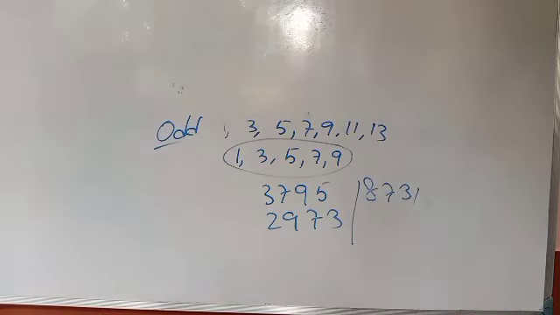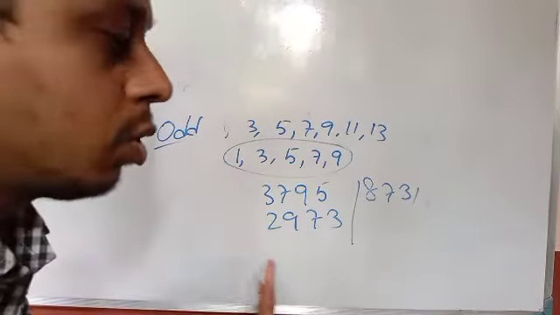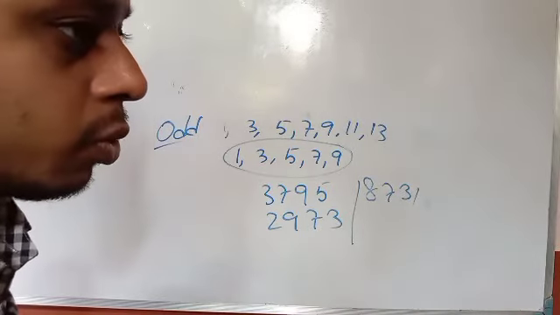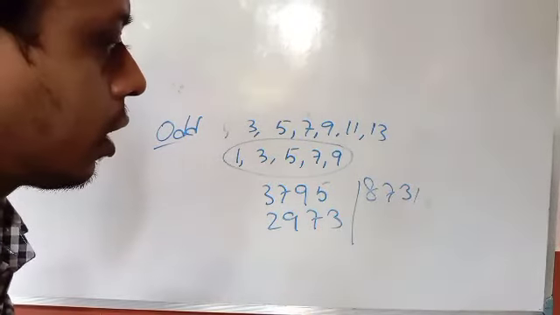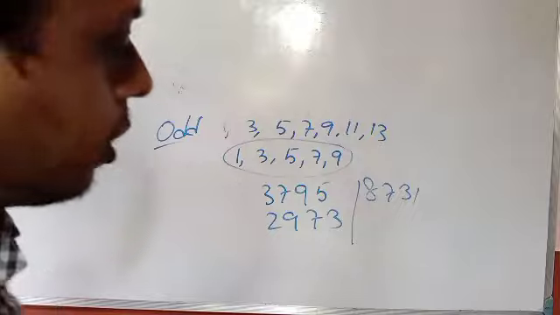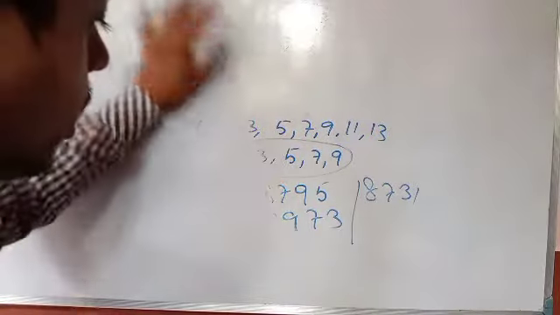And if you find the digit in the one place is either 0, 2, 4, 6 or 8, then the number will be an even number. So this is the way to find out odd numbers and even numbers.